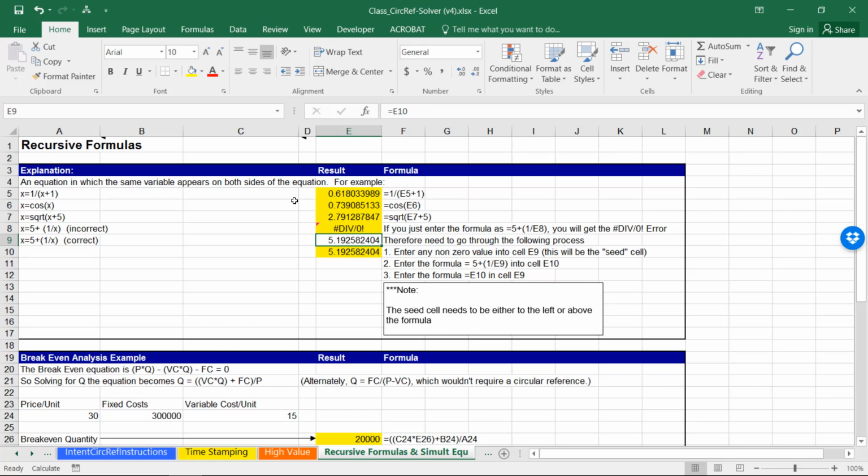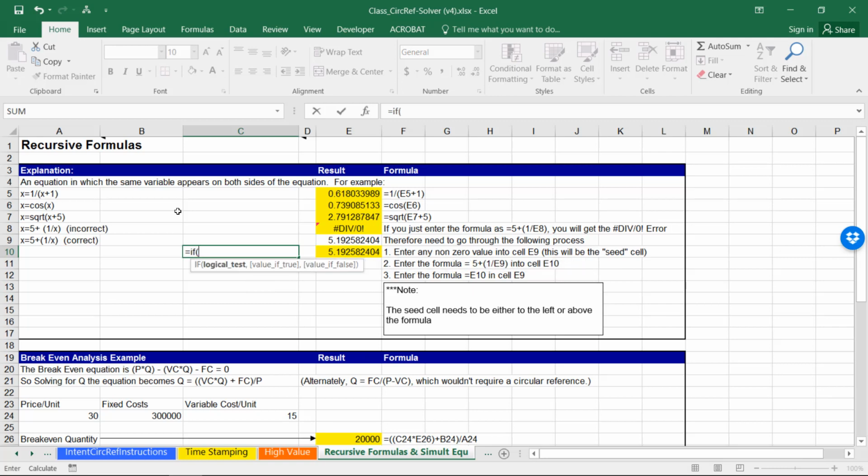So there's a couple of ways we can get around this. We need to have a seed cell, so I'll put a 1 in here to begin with. Then I go into a cell just below or to the right of it, and I put in the formula equals 5 plus 1 divided by, and I use the seed cell E9. When I click enter, I get a result. Coming back now to the seed cell, I will set that equal to the other cell, and we have the results of the formula.